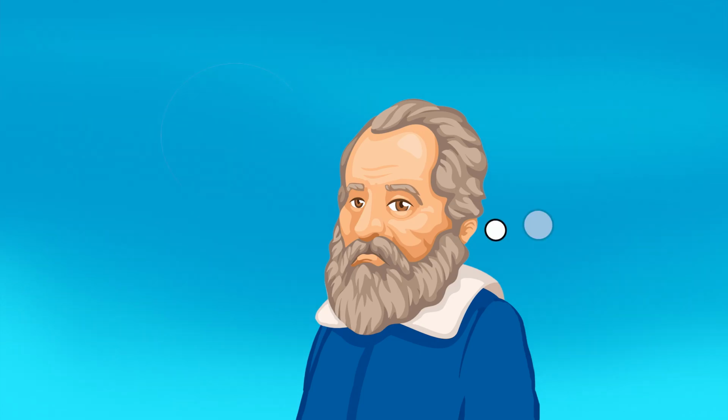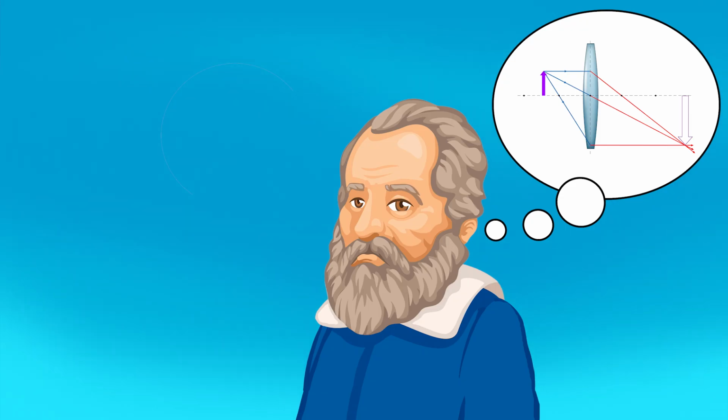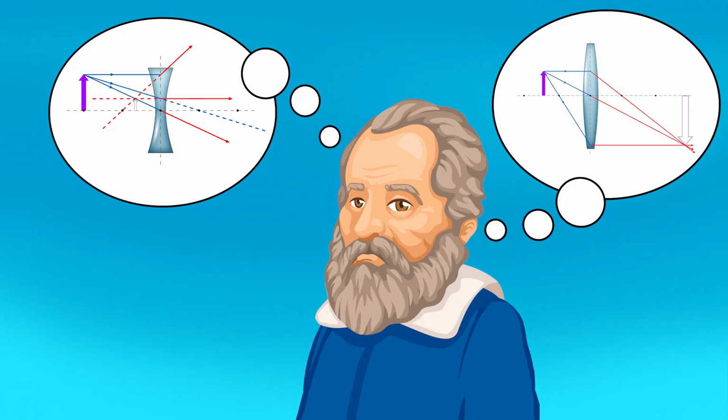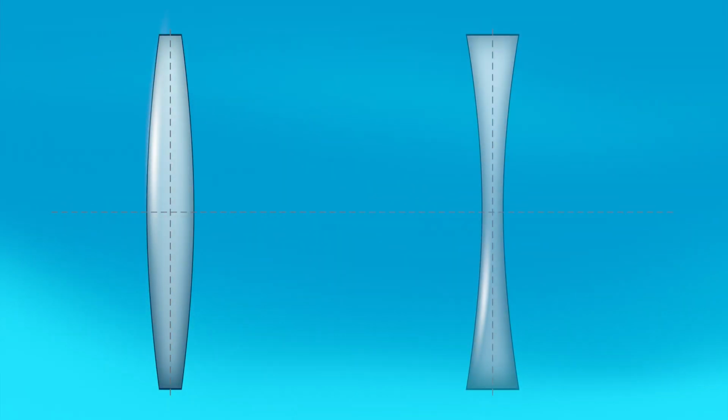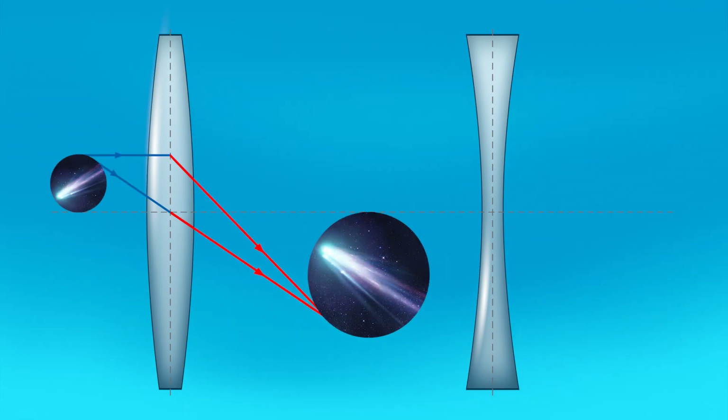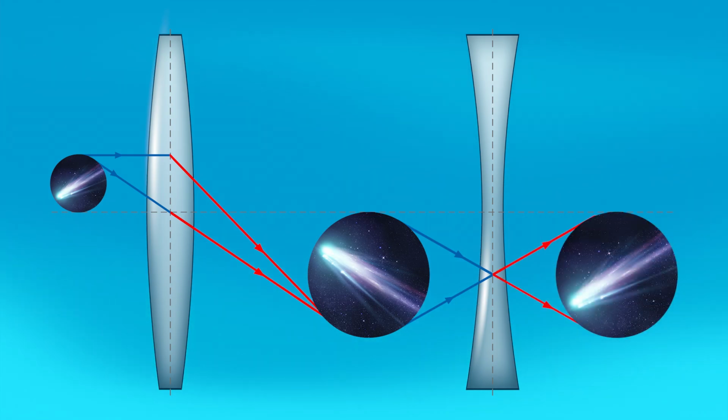Galileo Galilei knew that a convex lens could enlarge an image, but the image would be inverted and hard to see. He also knew a concave lens would produce a virtual image he could see, but the image would be reduced, not enlarged. Then he thought, what if I combine a convex lens with a concave lens? The convex lens would enlarge the image, and the concave lens would turn the image right side up.